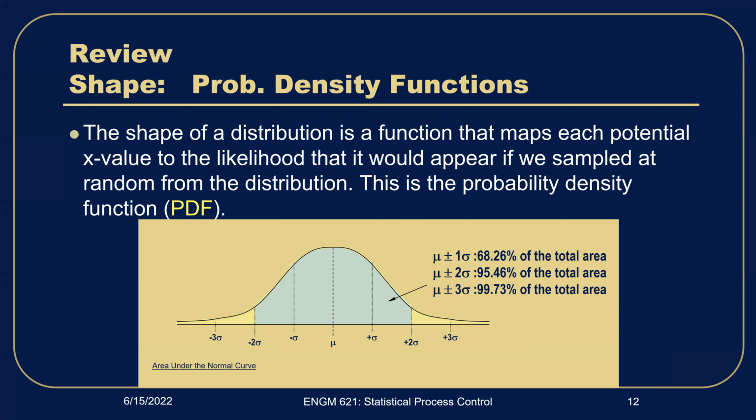If we use the mean mu and standard deviation sigma to divide the PDF, mu plus and minus 1 sigma covers 68.26% of the total area. Mu plus and minus 2 sigma covers 95.46%, and mu plus and minus 3 sigma covers 99.73% of the total area.